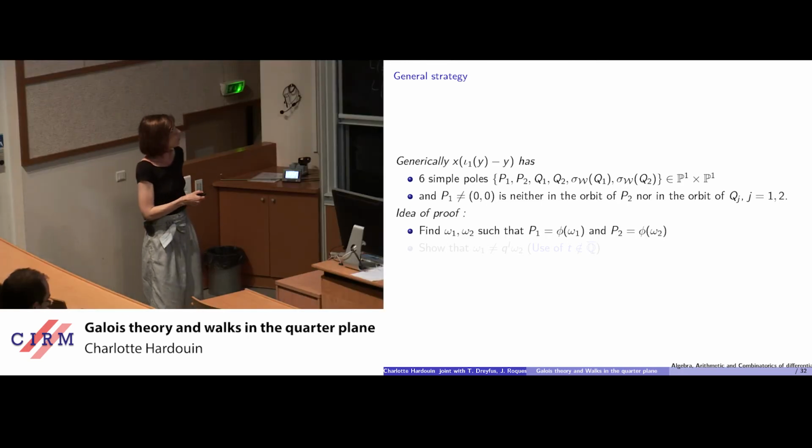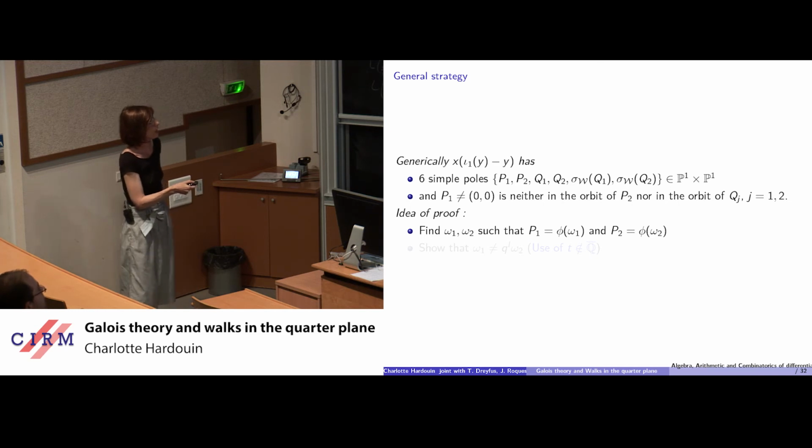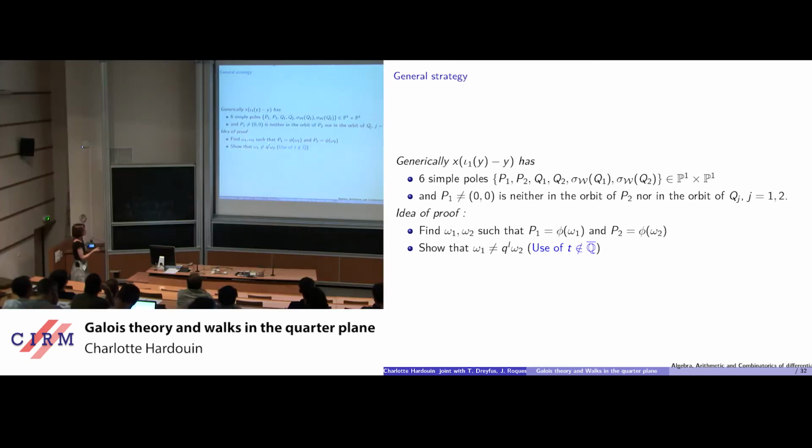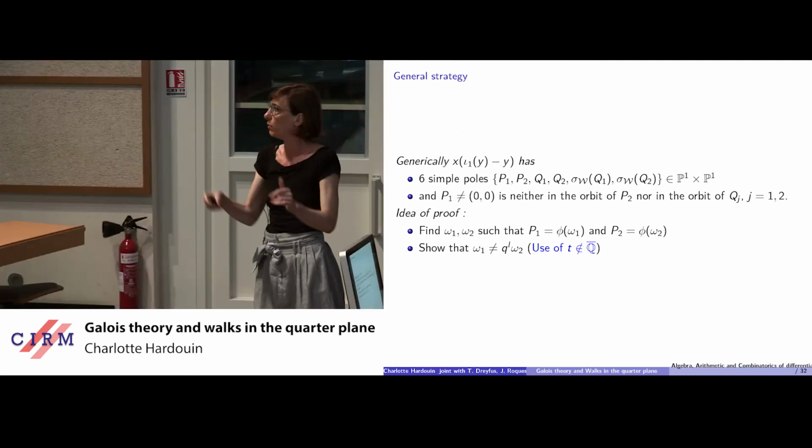And at the end of the proof, for instance, you find some omega 1, omega 2 that go to P1 and P2, and you show that they are not related by some power of Q. And to do this, you use the fact that Q depends on T. And you use the transcendence of T over Q bar to compare the degree on both sides of the equality.